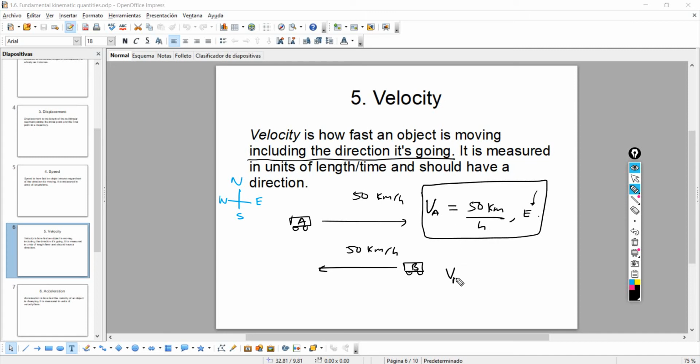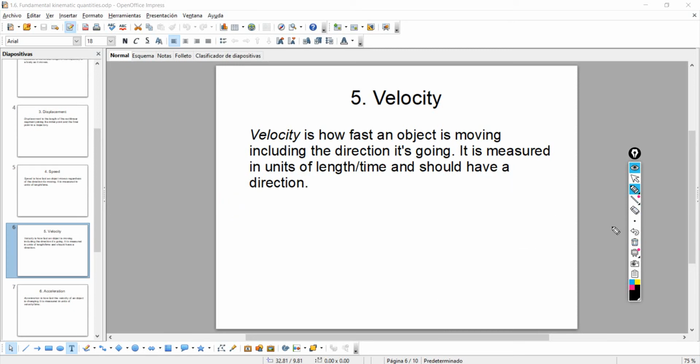And thus, the velocity for car B is going to be 50 kilometers per hour west, or to the west, or towards the west. You can have some freedom in how you say it. Okay, you have some flexibility, but you need to include the direction. Velocity includes direction, speed doesn't. So they're not the same thing, guys. Speed and velocity are not the same. Do not confuse them.